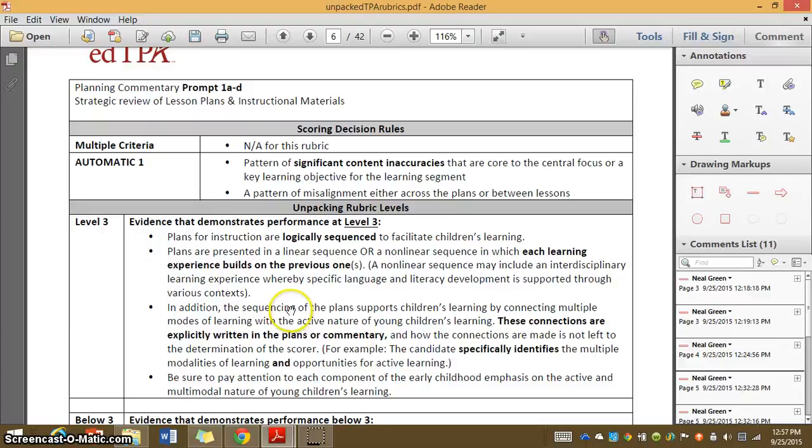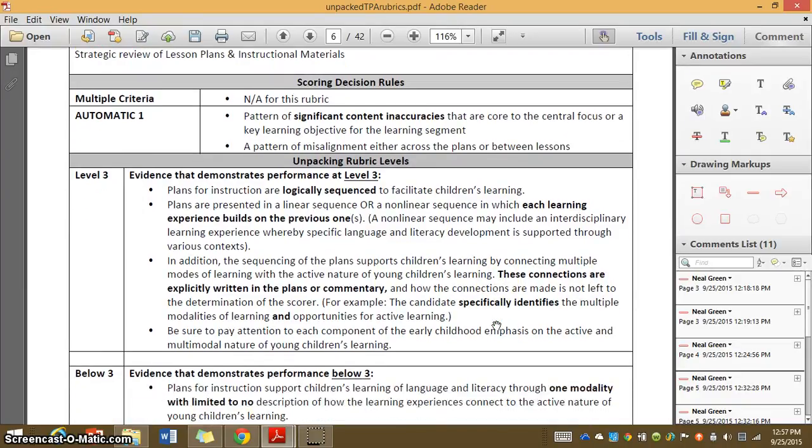Okay, and then you're making connections, but not only are you making connections, don't assume that your reader knows what those connections are. Don't assume anything. Write it out, and you do that in your commentary, explicitly written in your plans or commentary. Tell us what you're doing and why you're doing it. Always provide that evidence and rationale. Get in the habit of that, and then adding citations to your work.